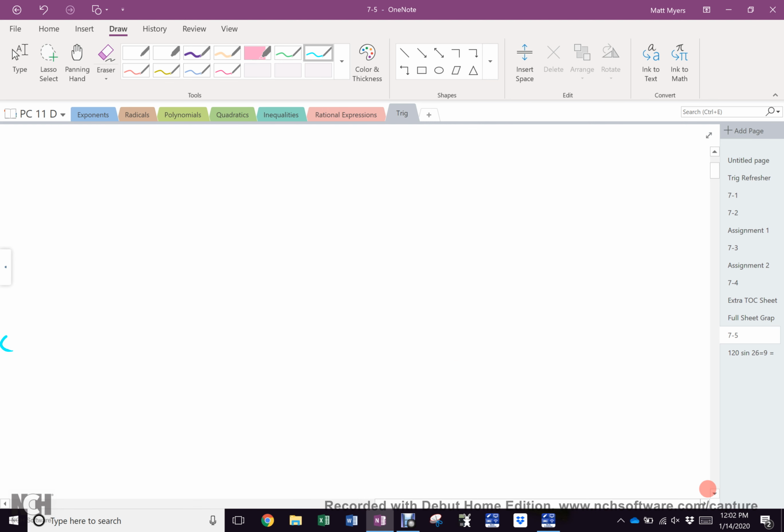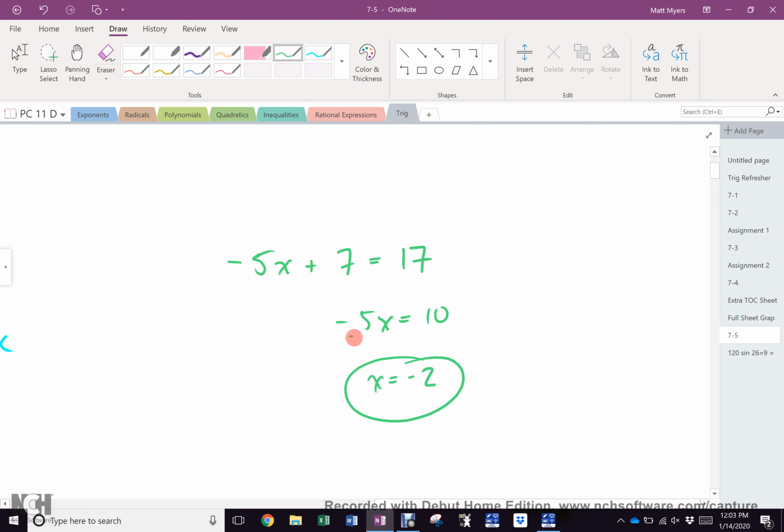Put cos out of your head, put down your pencil, think in your brain. How would you solve that? Move the 7 over. Negative 5x would equal 10. X equals negative 2. Why does x equal negative 2? What did you do with 5? You moved it over. You divided by negative 5, right? Why did you divide by negative 5? There you go. It's the inverse of multiplication, yes?